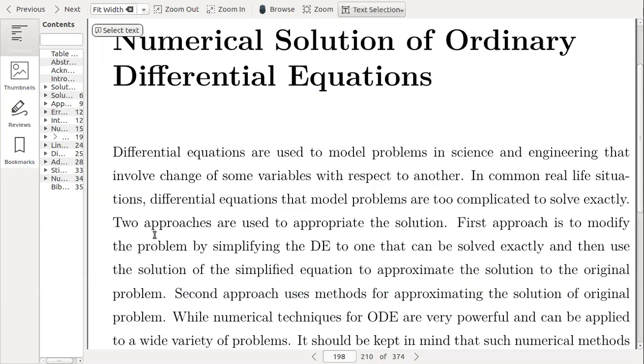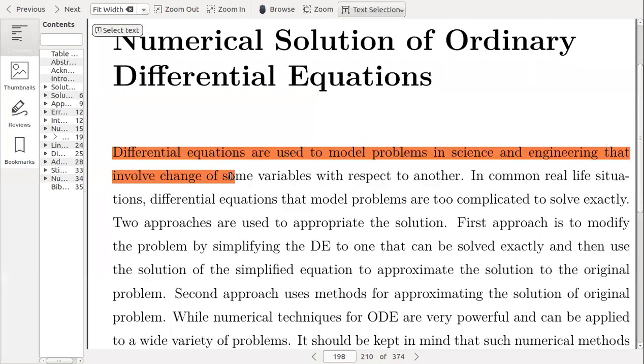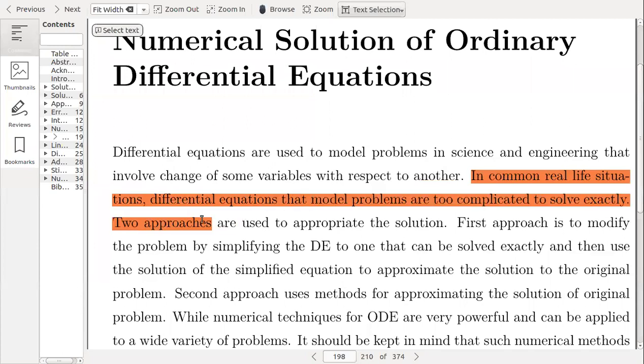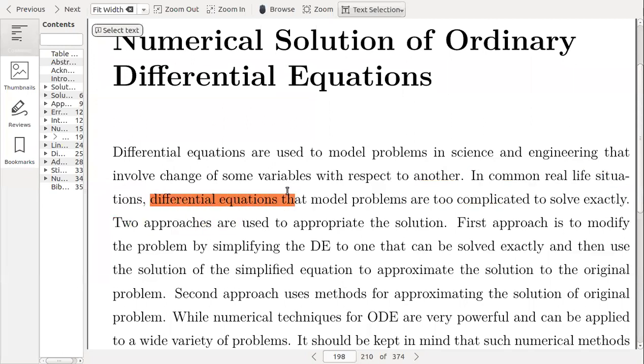Up to this point, we can say that differential equations are used to model problems in science and engineering that involve change of some variables with respect to another. In common real-life situations, differential equations that model problems are too complicated to solve exactly, meaning analytically. If we say a differential equation is solved exactly, it means we have solved it analytically, and this solution is not a numerical approximated solution.